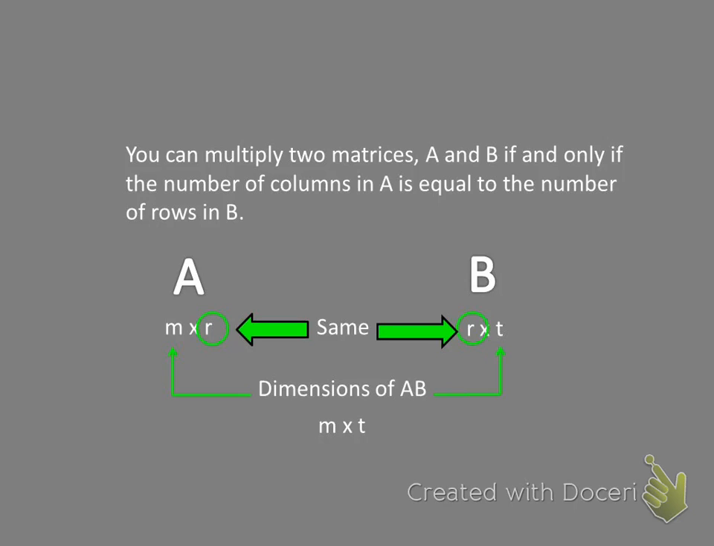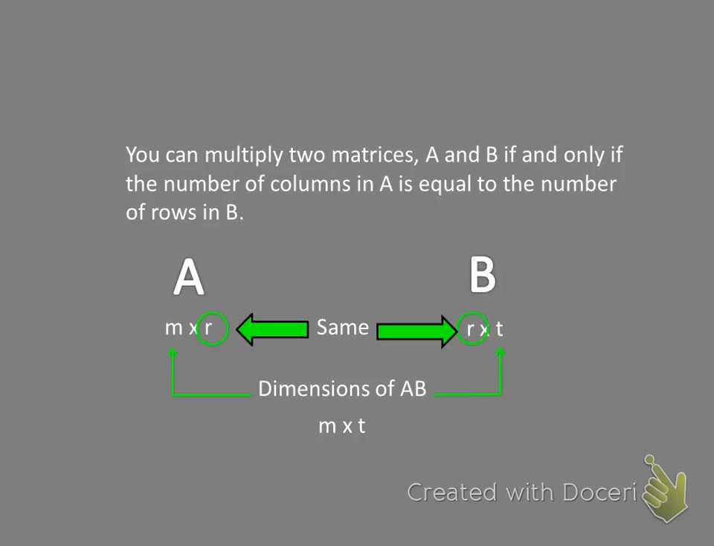Your resulting matrix, your answer matrix, has the outside numbers of your original two matrices as its new dimensions. I'll say it again. Your resulting matrix, the answer, has dimensions of your outside two numbers. So it has A's rows and B's columns.